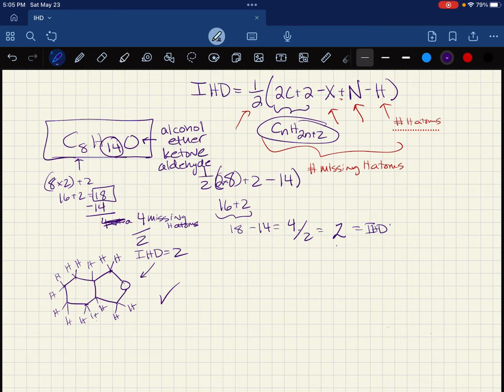We could also have an alkyne, and then it could have an ether or an alcohol. But then I need a total of 8 carbon atoms. So I've got 1, 2, 3, 4 currently. So 1, 2, 3, 4, 5, 6, 7. I need 1 more. And then I can double check my hydrogen atom count.